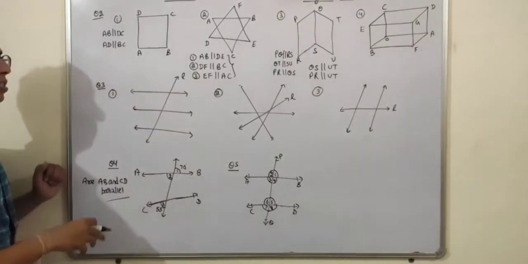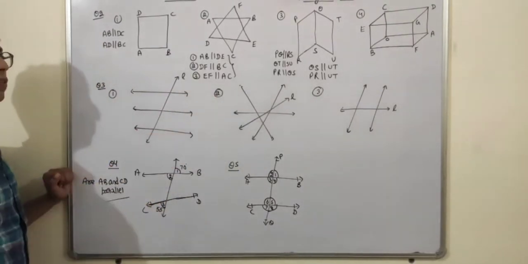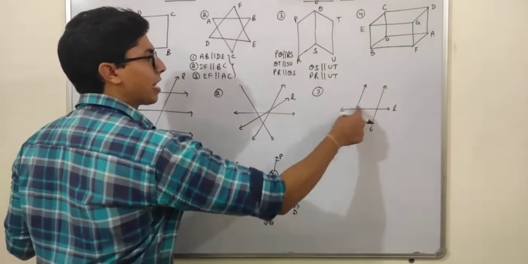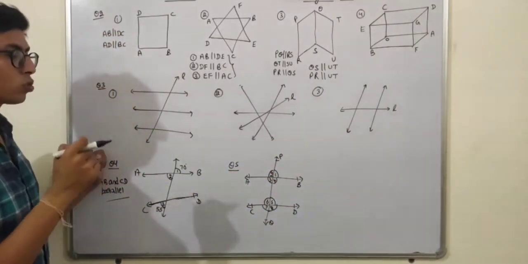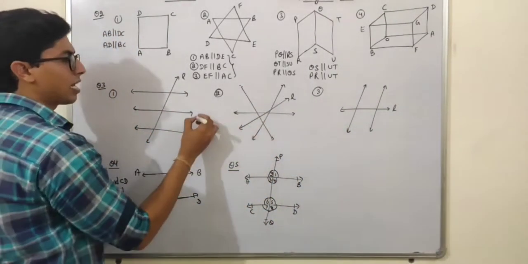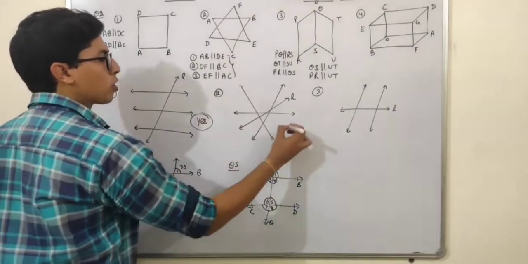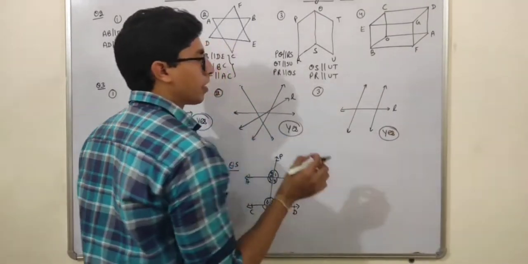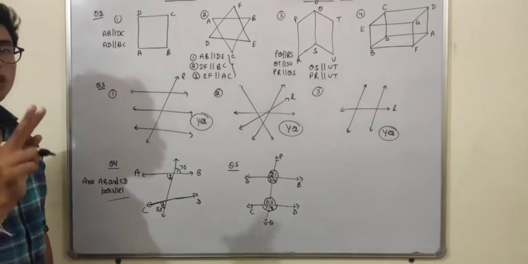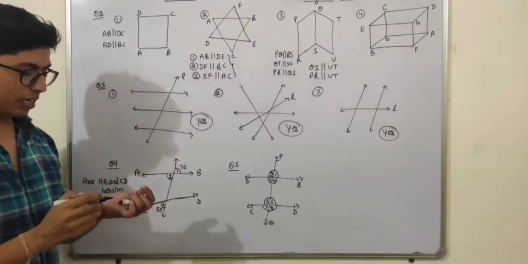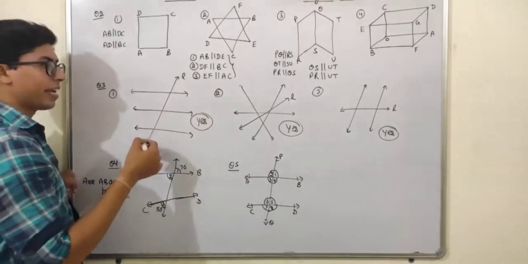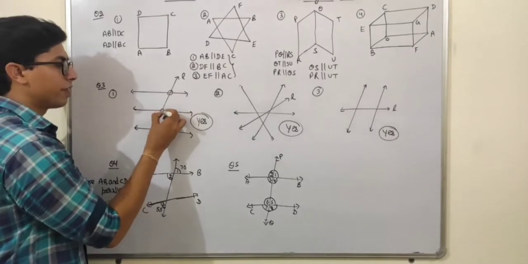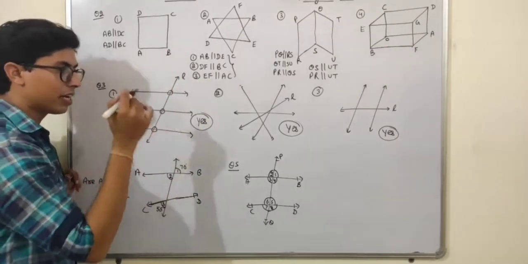Now students, in question number 3, three parts are given and I have to identify whether this line L is a transversal or not. Yes students, in all three cases L is a transversal, because a transversal is a line which cuts two or more lines at different points. If I take this line, it intersects these three lines at different points. So yes, L is a transversal.